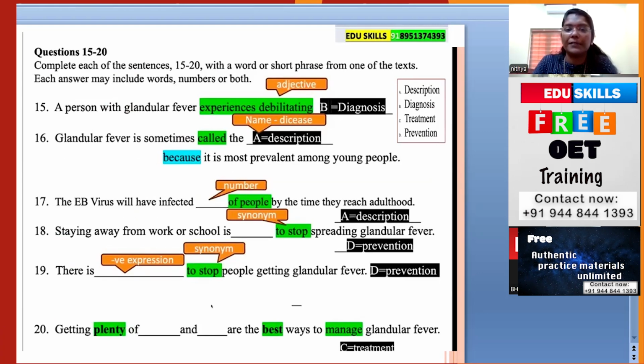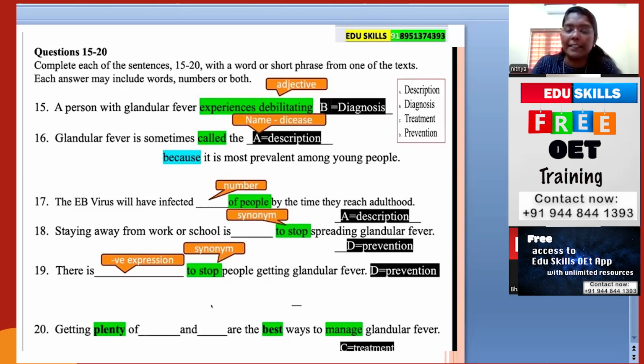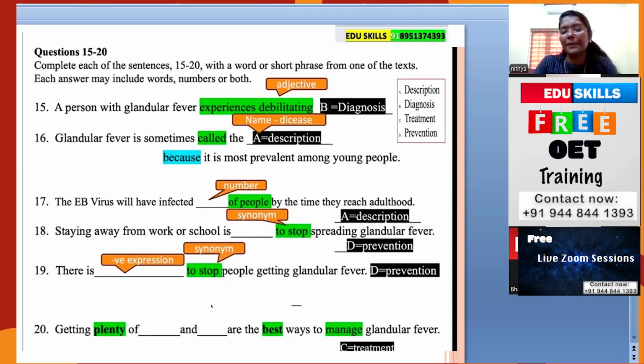The 15th one. A person with glandular fever experiences debilitating dash. That is filling in the blanks. Debilitating symptom, tiredness and fatigue, we already saw in text B. Then glandular fever is sometimes called dash, another name, where is it? A. The EBV virus will have infected a large number of people by the time they reach adulthood. We have to mention the number, so it is A. Then staying away from work or school is dash to stop spreading glandular fever. Stop means D, prevention. There is dash to stop people getting glandular fever. D.